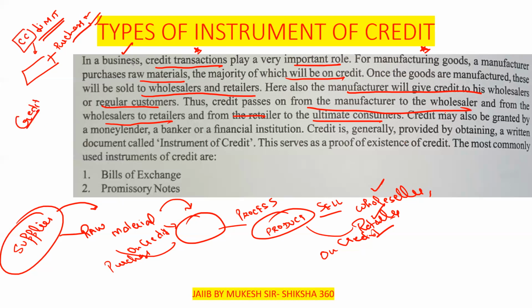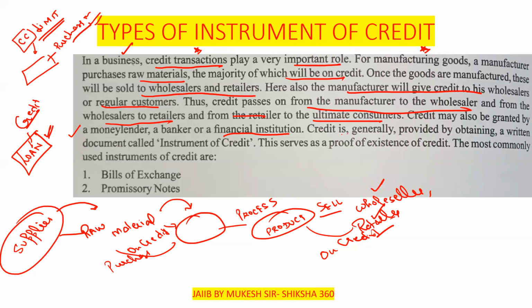Credit may also be granted by a money lender, banker, or a financial institution. So what is the meaning of credit? Credit may be granted by a money lender, banker, or financial institution in the form of a loan. Clear? They will provide you the money. So credit is generally provided.